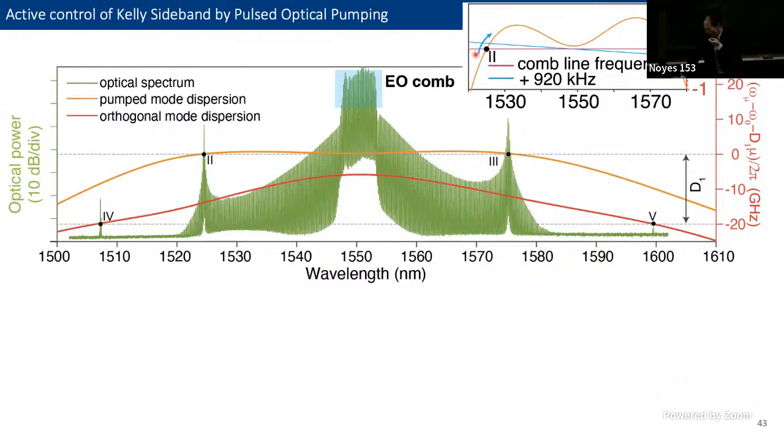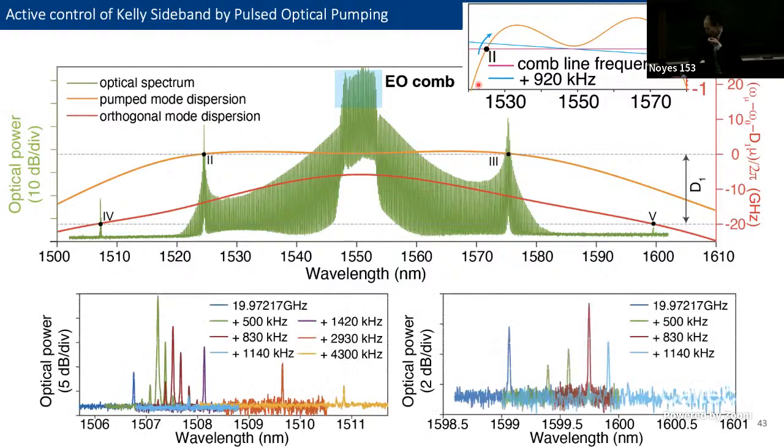And if you increase the repetition rate a little bit, the position where the phase matching condition between the comb and the mode can happen will shift towards the longer wavelength side. And this is experimentally verified. By changing the repetition rate, you can see the position of the Chi sideband both move towards the longer wavelength side.